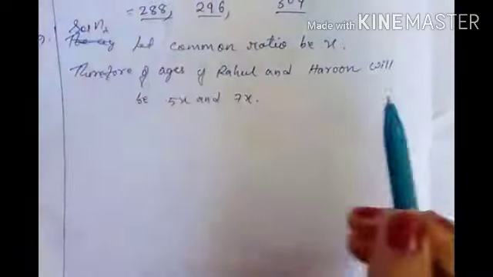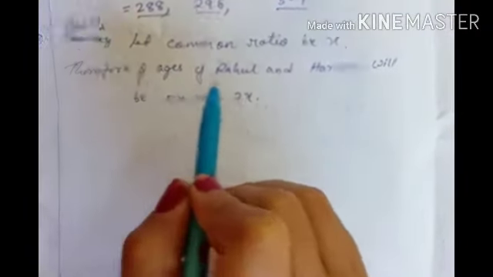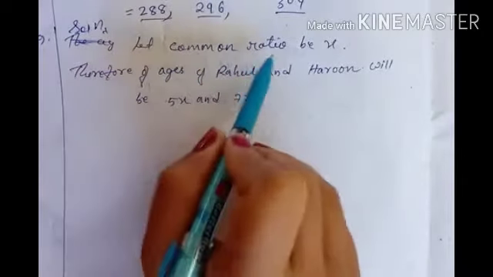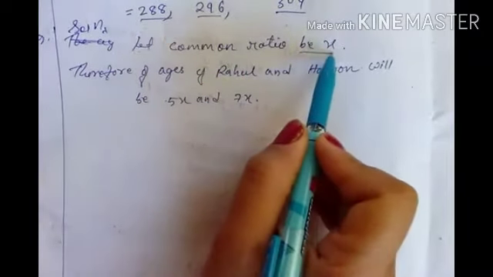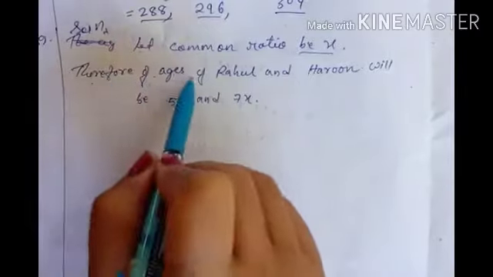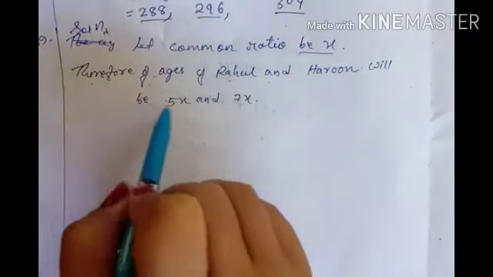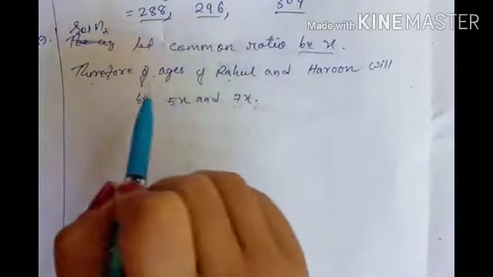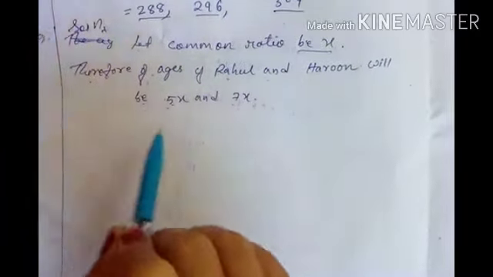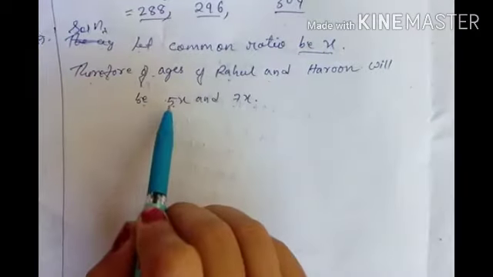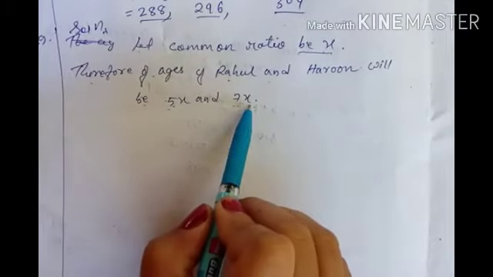So wherever you get a ratio, what you need to take? You need to take one common ratio. So let the common ratio be x. Therefore the ages of Rahul and Harun will be 5x and 7x, because their ratio is given as 5:7. So if the common ratio is x, then it will be 5x and 7x.